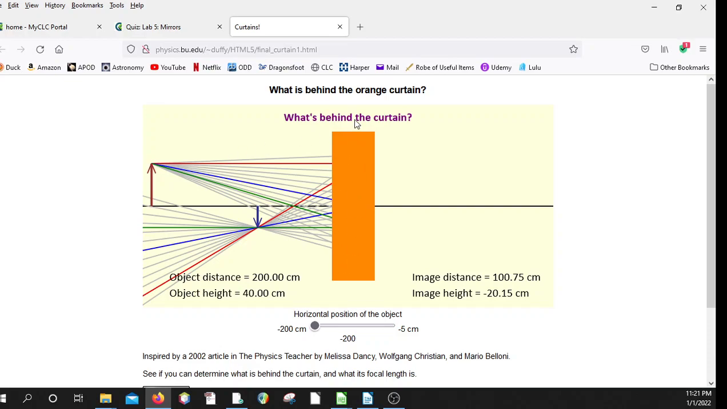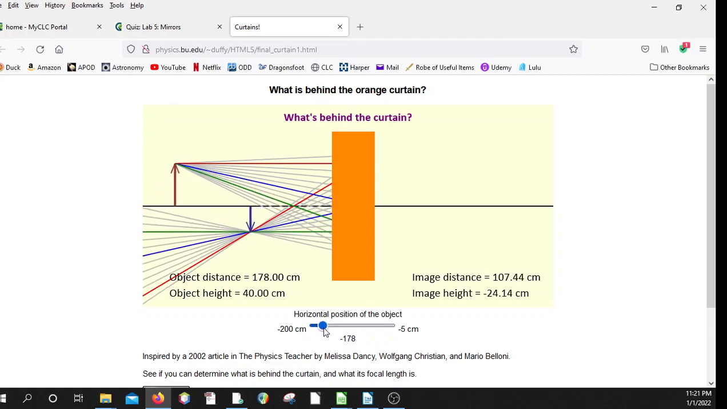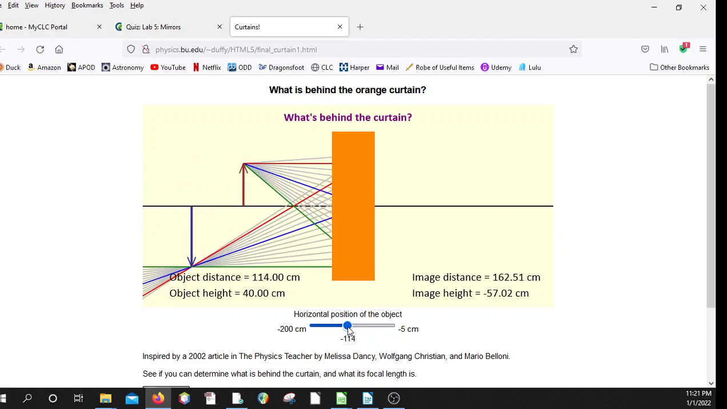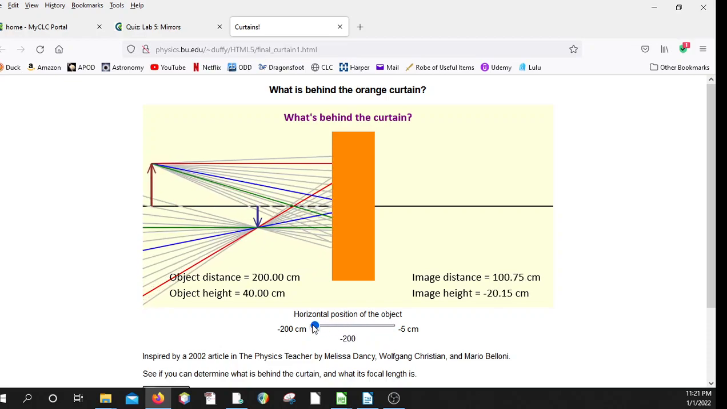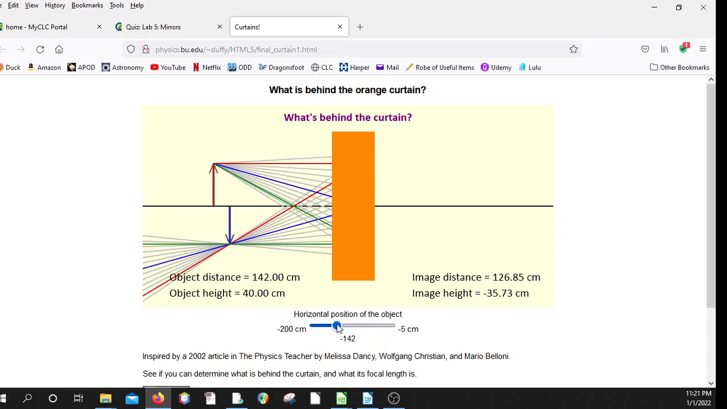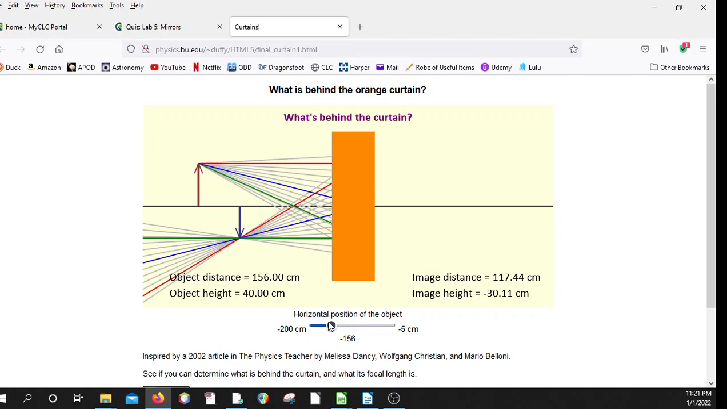If you have a spherical mirror, then at that point where it hits, it would act just like a flat mirror. So these angles above and below the principal axis are the same. And we can move the object around, and we can see the image moves around as well. Our main goal is going to be to find the focal length of this mirror. We also want to determine what type it is, convex or concave.